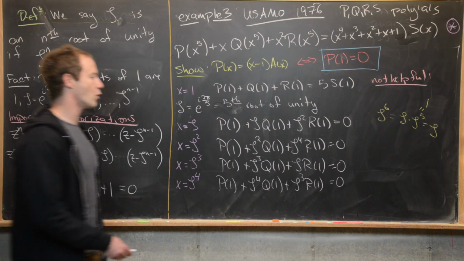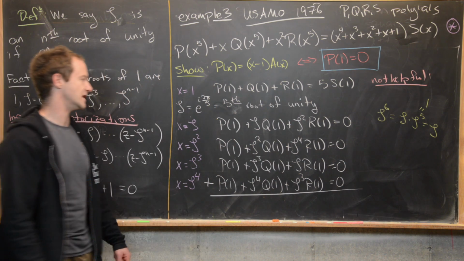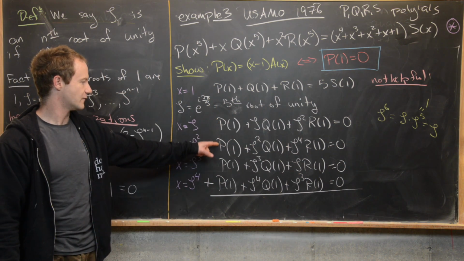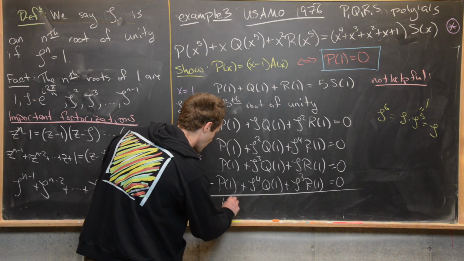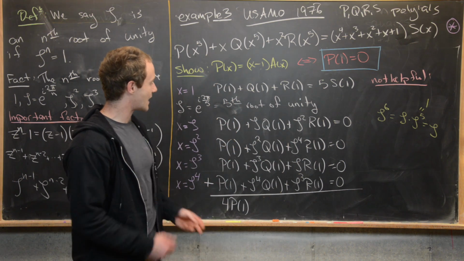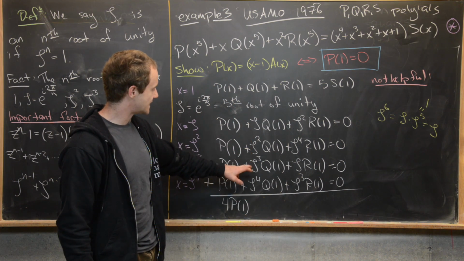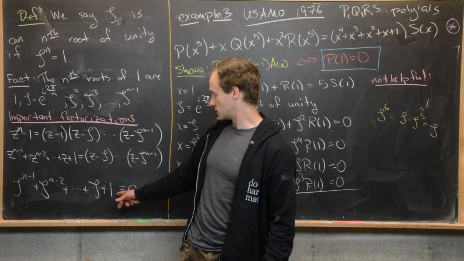Now we've got these 4 equations. But now we can just add these equations. So here we're going to get p of 1, p of 1, p of 1, p of 1. So notice that's going to be 4p evaluated at 1. But now notice that adding up down here, we have zeta plus zeta squared plus zeta cubed plus zeta to the fourth. But that's almost all of this.